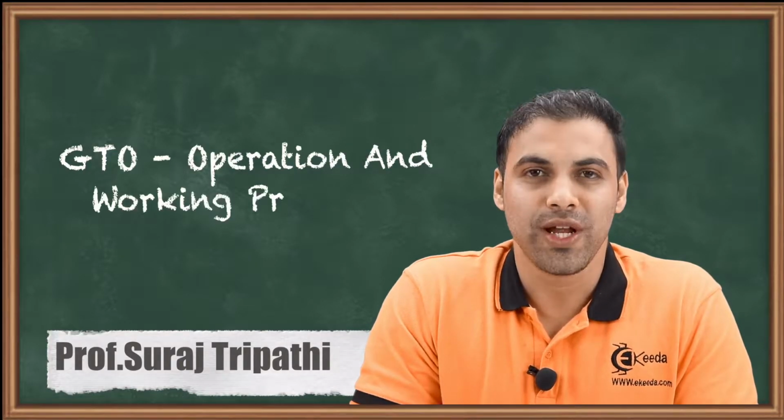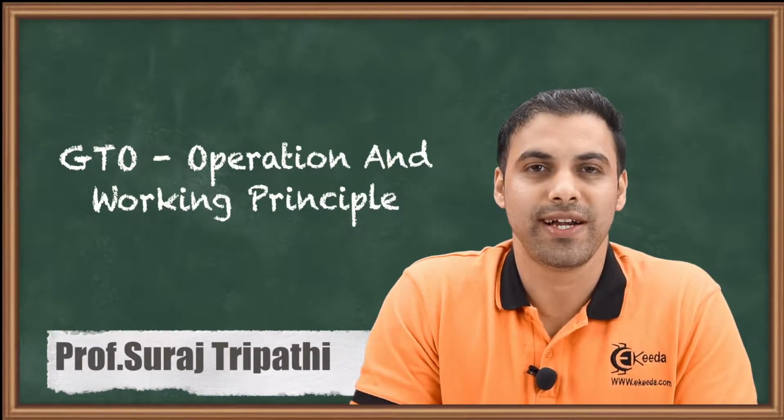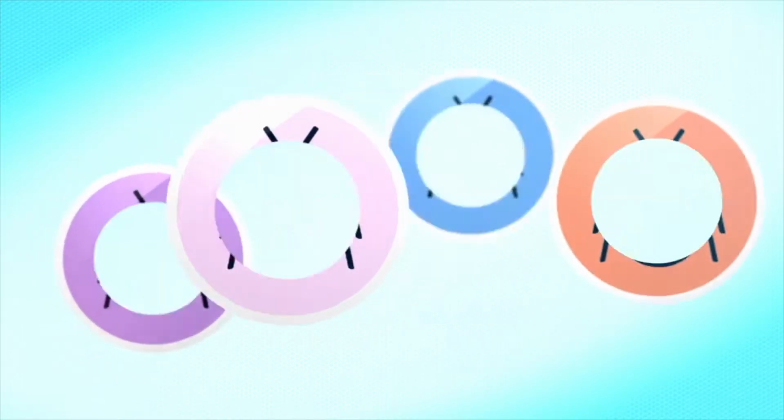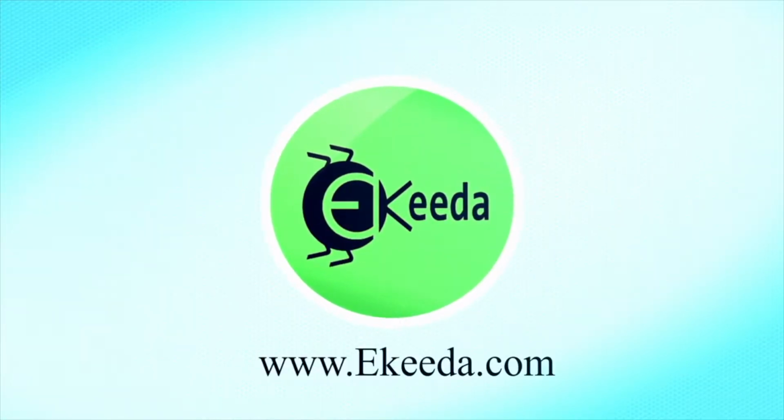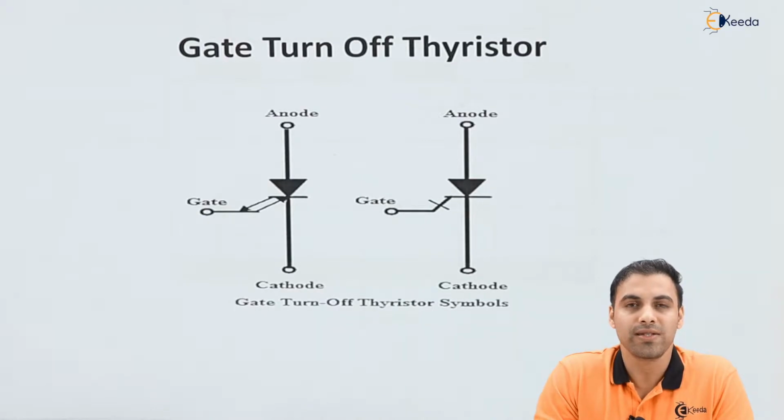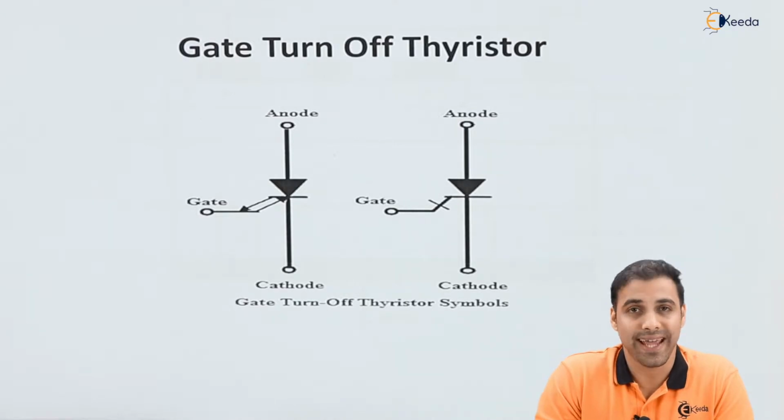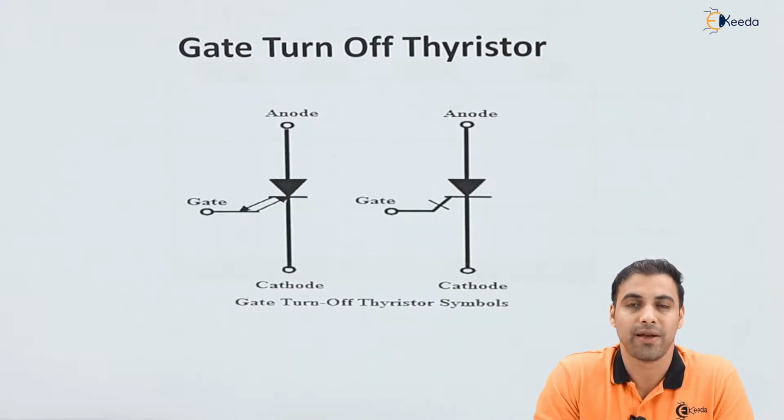Hello friends, today we are going to discuss GTO, its working principle and its various characteristics. As we all know, once a thyristor is triggered across its gate terminal, it starts conducting. But once the supply voltage across the gate is taken off, it does not stop conducting. This is what we discussed earlier. And to stop the thyristor from conducting electric current, we need an external commutation circuit.